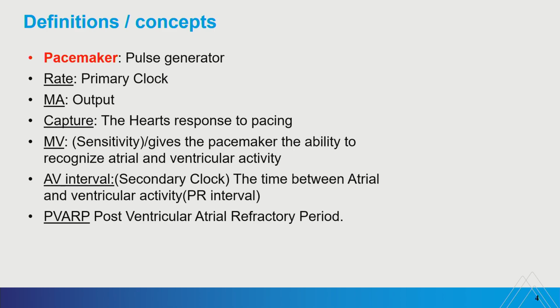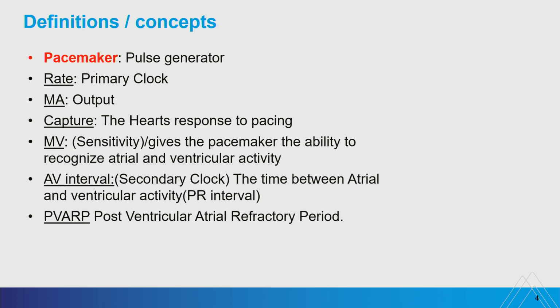We then have the AV interval, and we're going to call the AV interval our secondary clock. The AV interval is basically your PR interval, or somewhat the equivalent. It's the time period between atrial and ventricular activity, okay? The default on the pacemaker at an average rate is about 170 milliseconds. When we're talking about pacemakers, we almost always use milliseconds, not seconds, but 170 milliseconds would be 0.17 seconds, right in the middle of a normal PR interval, okay?